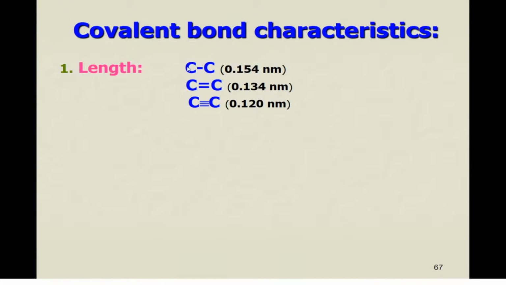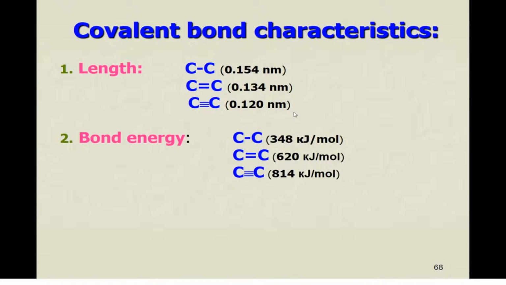So just a typical case: a carbon-carbon single bond is 0.154 nanometer. The double bond is shorter as a result of the extra side overlapping, 0.134. Nano, I want to remind you, is 10 to the power negative 9. And the triple bond is much shorter, 0.12 nanometers.